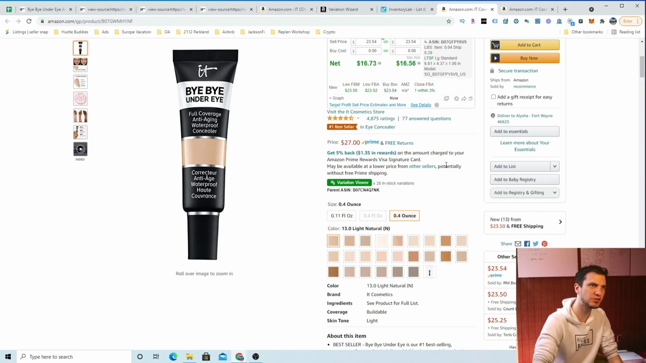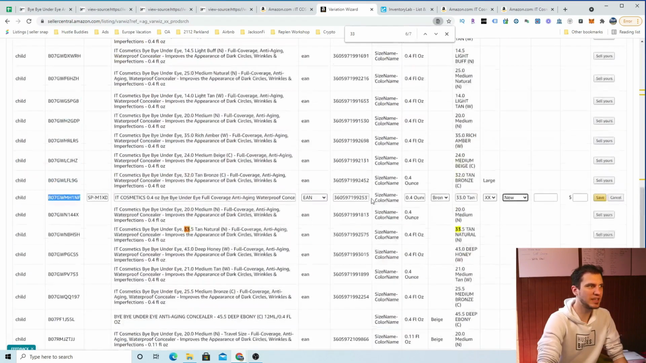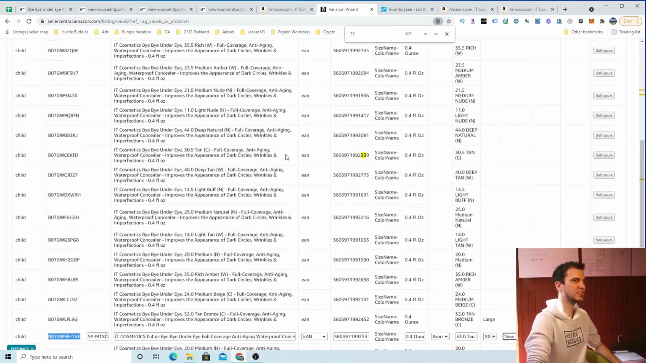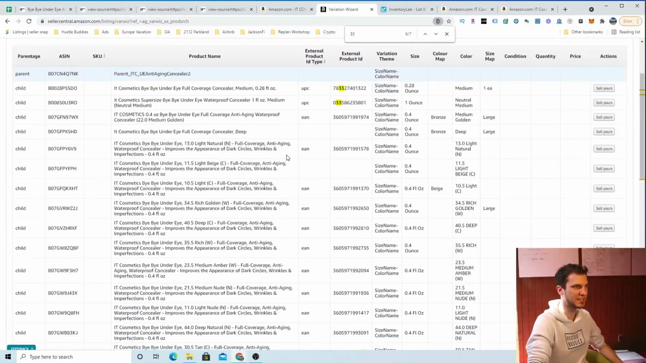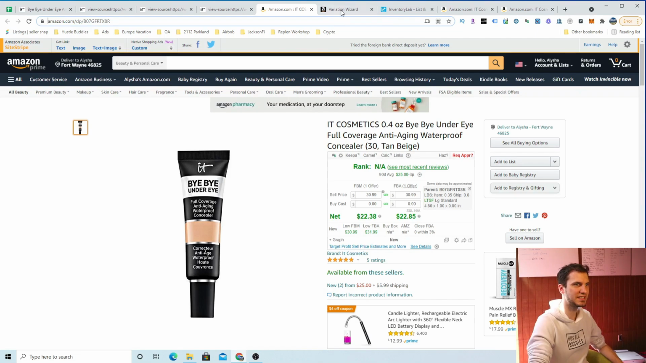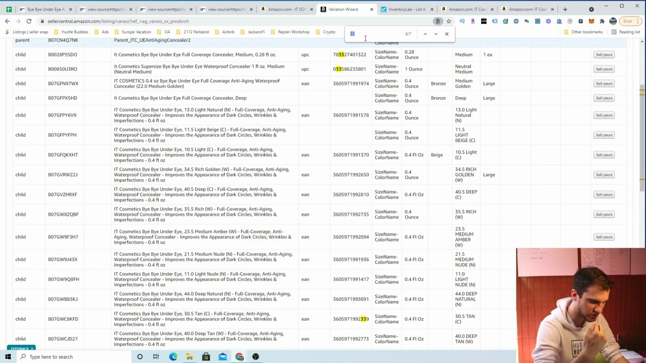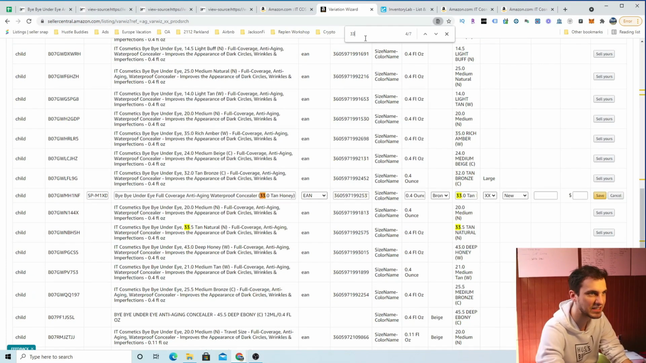So there's a couple of solutions to this. One solution is you can go into what's called the Variation Wizard. Now we're getting a little bit more advanced here, but this is called the Variation Wizard inside of Seller Central. I pulled up this listing in the Variation Wizard, and I can just type in my number. So I pressed Control F, the find function, and I can just type in, like, here's the number 33. Boom, there it is. All right, so this is the 33 tan honey.